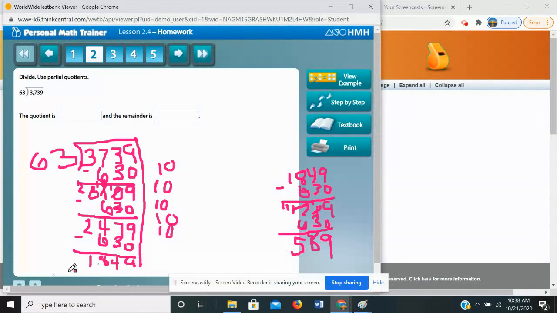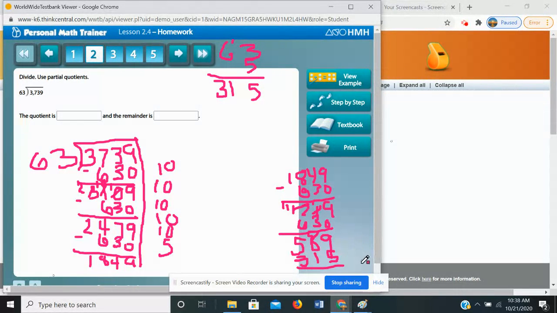So now you might have to work in multiples of 5. So over here, I'm just going to try out before I even put a 5. 63 times 5. 3 times 5 is 15. Regroup. 315. Yes, I can do a 5 because that's smaller than the 589. And don't forget, I put my 5 over here because that's my partial quotient. 9 minus 5 is 4.